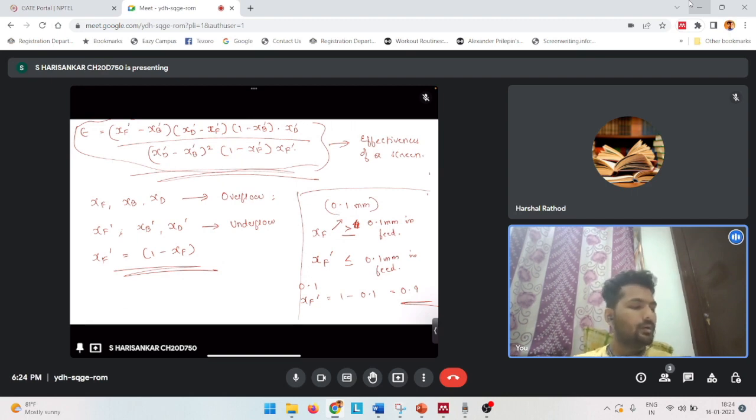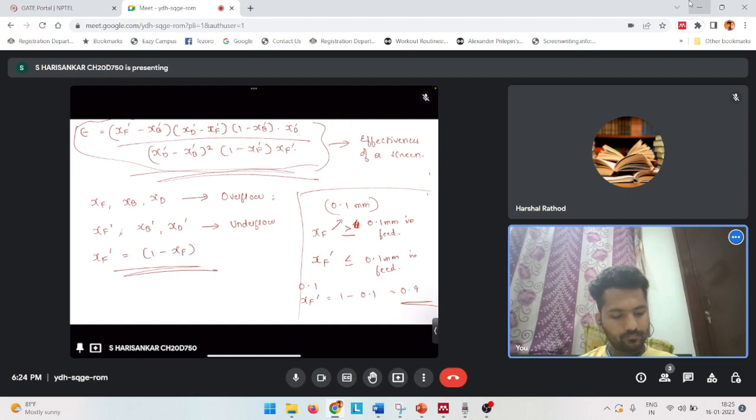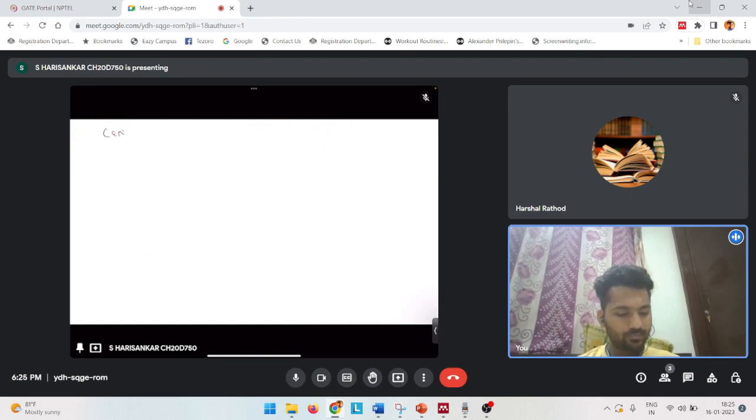Right. So just one more concept that I wanted to elucidate today. It is centrifugal separation.